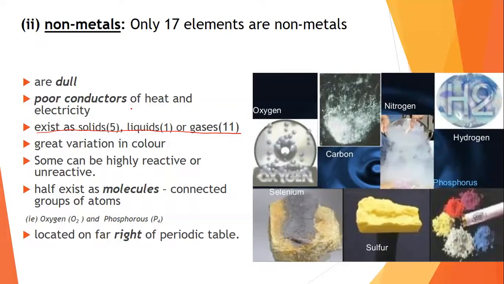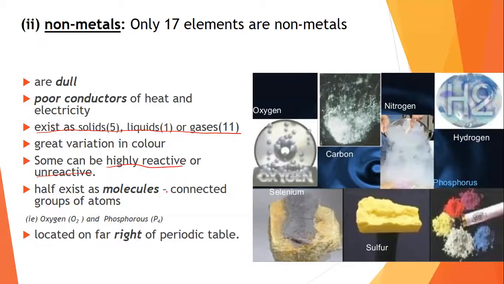They are poor conductors of heat and electricity. They vary greatly in color, whereas metals are kind of shiny and silver. Non-metals can be colorless, they can be purple, they can be yellow, they can be all sorts of different colors. Okay, some are very reactive, as we'll see in a second, and some of them are completely unreactive, actually. Okay, half exist as molecules.